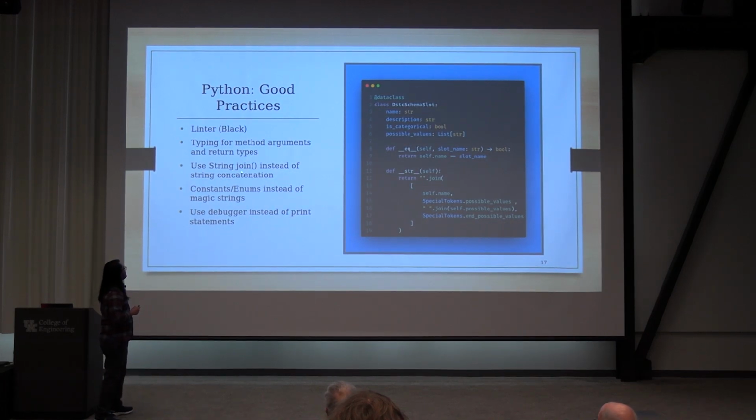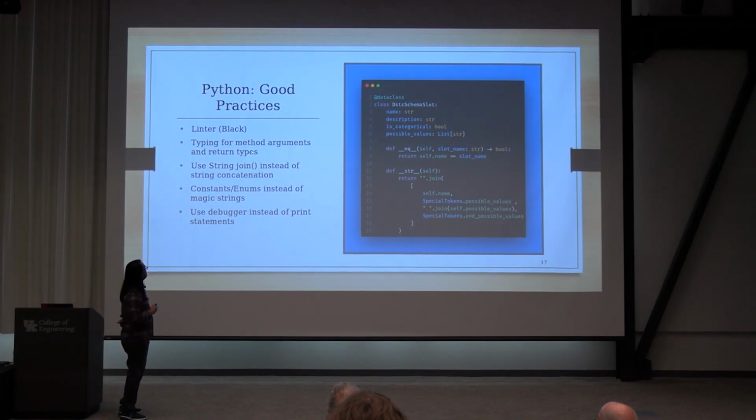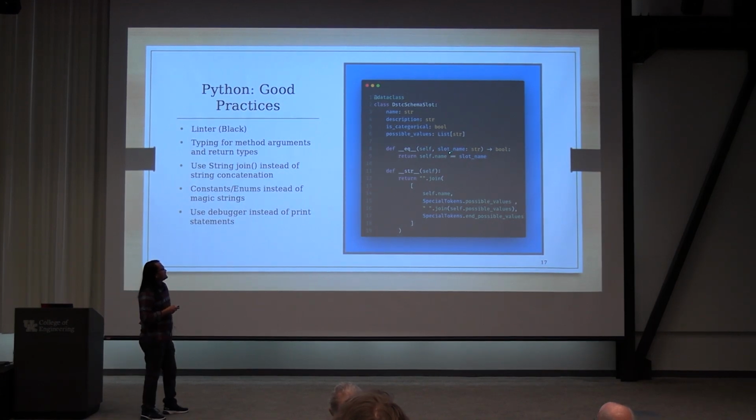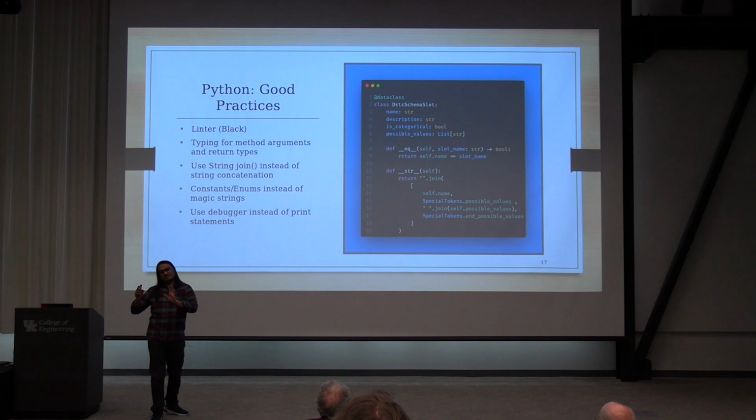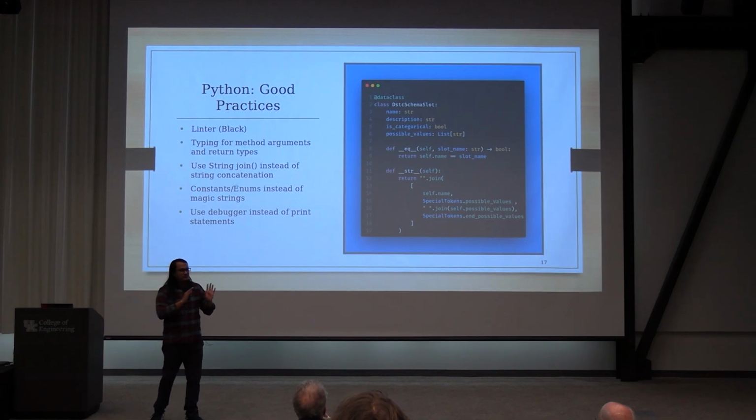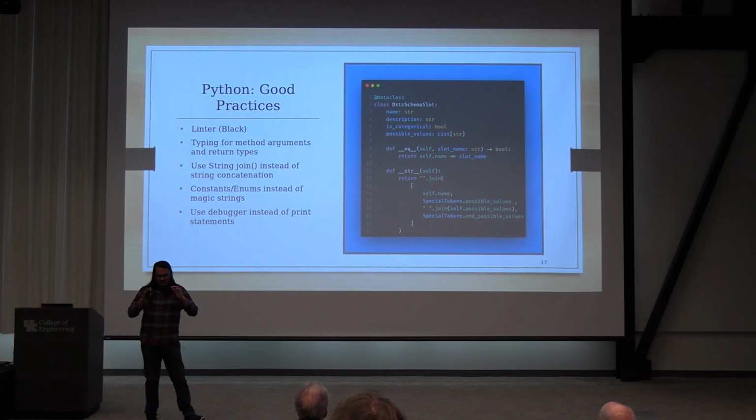So the next thing that I want to talk about is to have method argument and return type typings for this. So you see over here, I have a slot name, I typed it as a string, and then return type is boolean. Yes, Python is dynamic. You don't want to do that, but we're doing that over here.